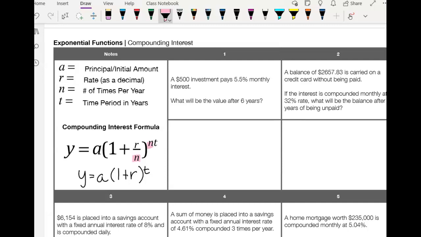Because T is time in years, and with interest, you can get it monthly, you can get it quarterly, so you can get it at different frequencies throughout the year if you want. So we need to account for that, because if we're getting it quarterly, then we'd ask, how many quarters are there in a year? There's 4, and if we do that for 10 years, we want to adjust that rate.